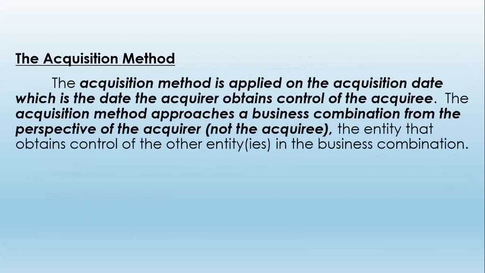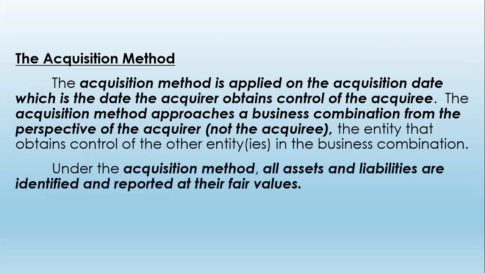The acquisition method is applied on the acquisition date, which is the date the acquirer obtains control of the acquiree. The acquisition method approaches a business combination from the perspective of the acquirer, not the acquiree. The acquirer is the entity that obtains control of the other entity or entities in the business combination. Under the acquisition method, all assets and liabilities are identified and reported at their fair values.